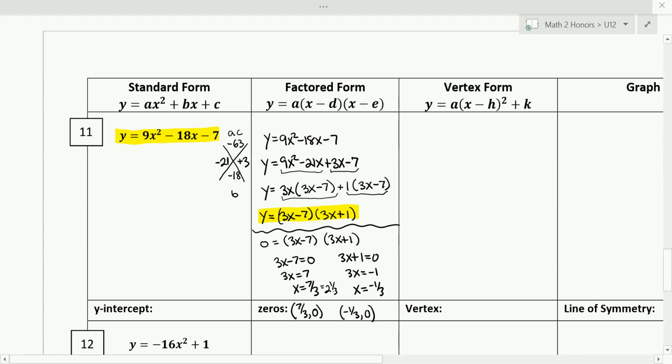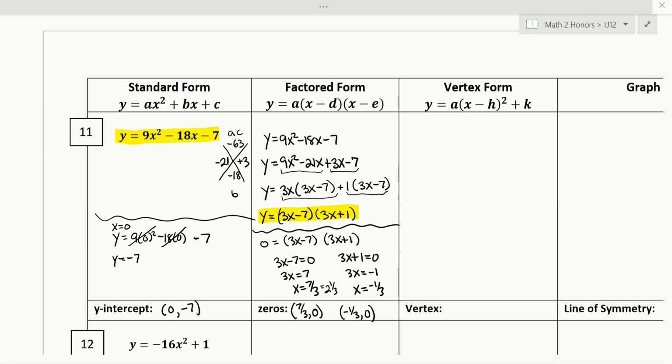All right, we can find our y-intercept. We set x equal to 0 and plug it in. We end up with 9 times 0 squared minus 18 times 0 minus 7. And what do we get? Negative 7, because this is 0 and that's 0, and we got 0 and negative 7. Nice. Find the vertex next. How do we do that?